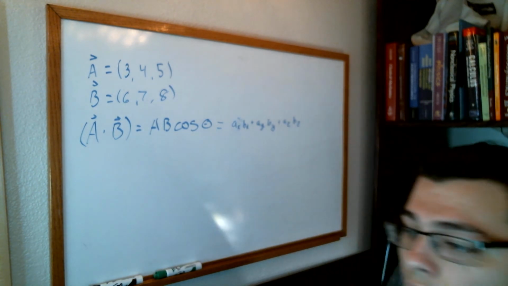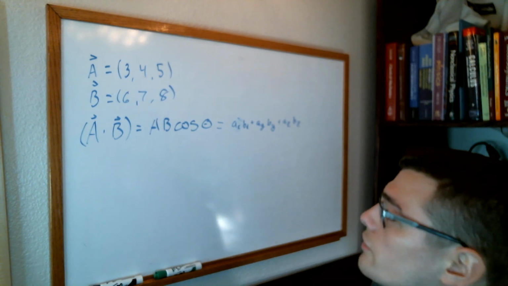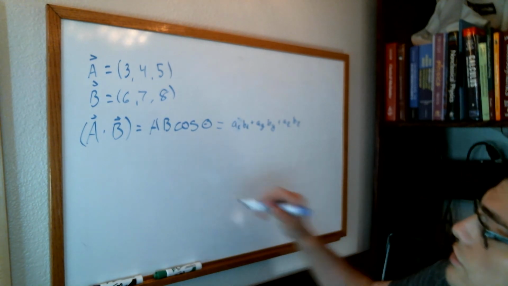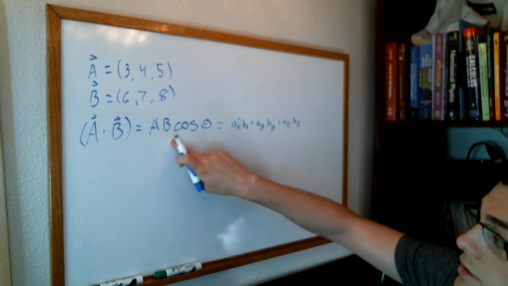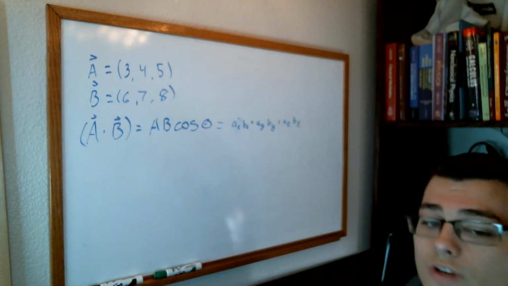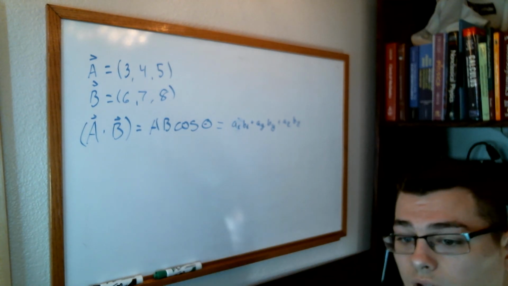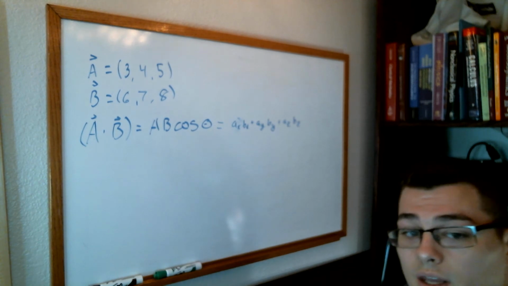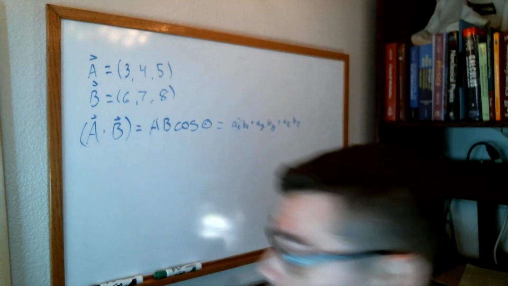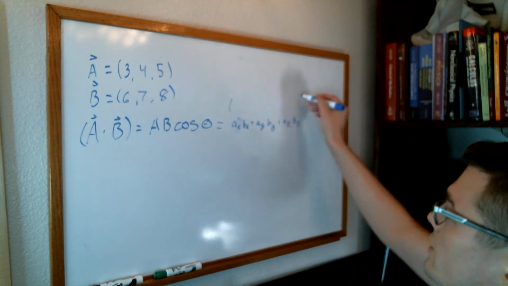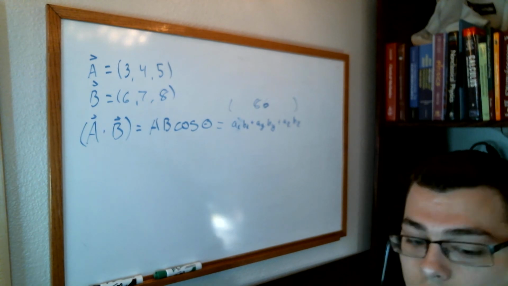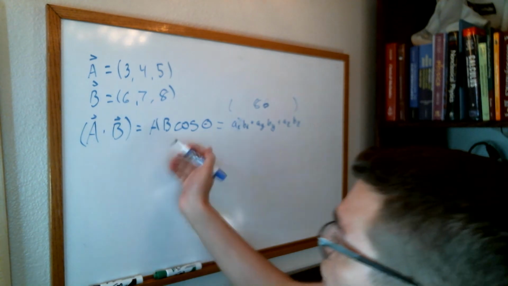So all we have to do in order to find the angle between these two vectors, theta, is divide to the other side A times B. This is the magnitude of A and B. So all we have to do is find those magnitudes, divide them to the other side, and take the inverse cosine of both sides. I'll show you guys how that works. We already know that this entire side is equal to 86, because we just did that. So next up, we have to find A and B.